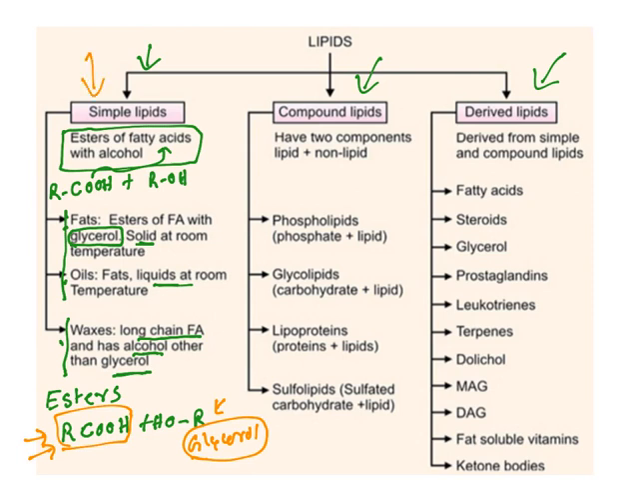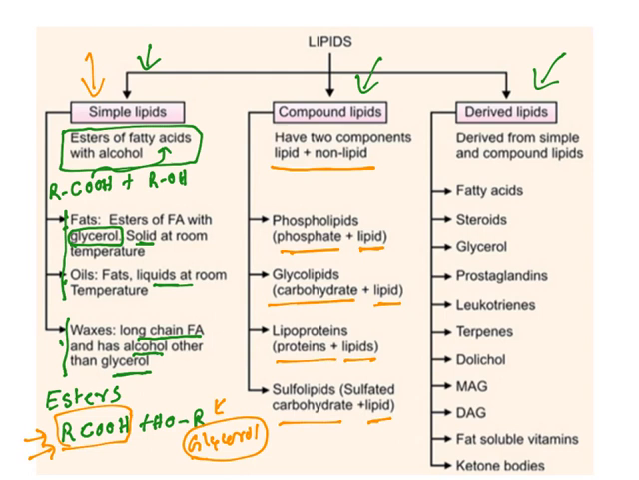Now coming to the compound lipids, they have two components, a lipid part and a non-lipid part. For example, phospholipids: a lipid part is there and phosphate is there. Glycolipids: glyco means carbohydrate, a carbohydrate part is there, and lipid is there. Lipoproteins: lipids and protein combination. Sulfolipids: sulfated carbohydrate and a lipid.